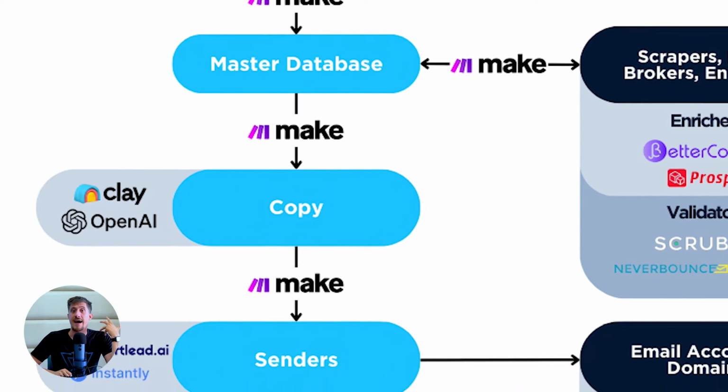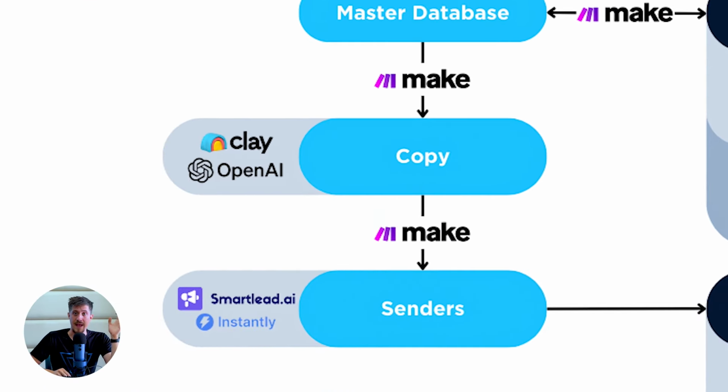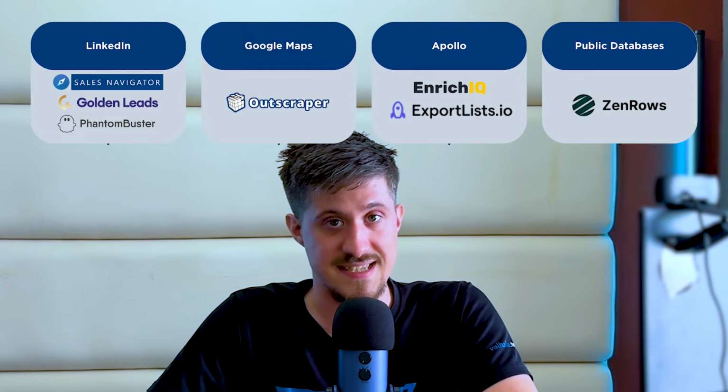Then comes the AI magic part, using tools like OpenAI and Clay.com in order to actually write the cold messaging before we then send all this information over to your sender, whether that's something like SmartLead or Instantly. Those are going to be the tools that you actually send the messages from. So let's walk through this in a little bit more detail and take it step by step.